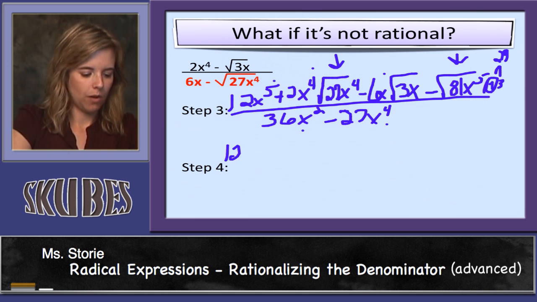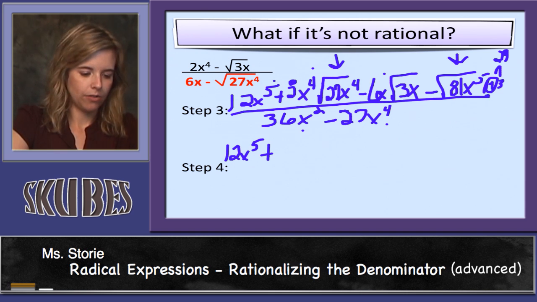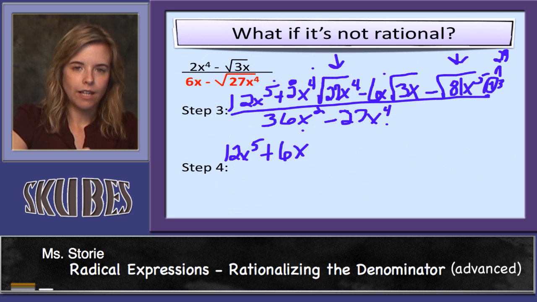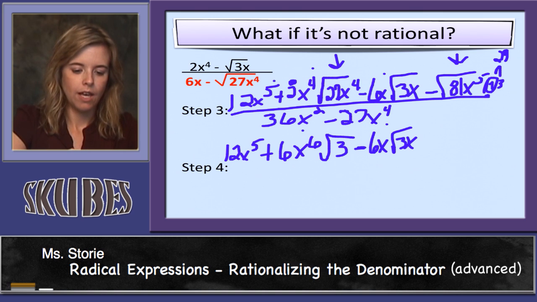So you're going to have 12x to the 5th plus, here's your 2 times your 3 that we took out, so you have 6x, and since we can take the square root of 4, that's going to be 2, plus the original 4 that was there, so you're going to have a 6 radical 3. Then you're going to subtract 6x radical 3x. Can't do anything with 3 or x, they're fully reduced.